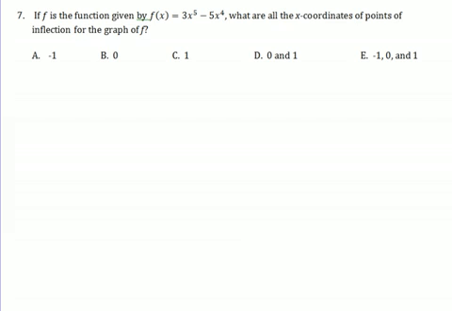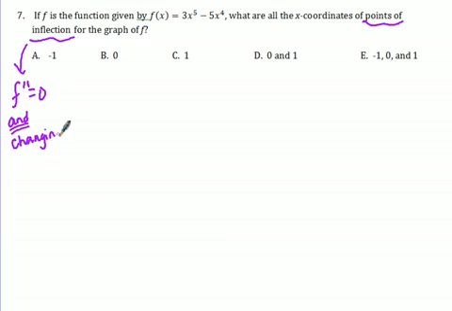All right, question 7. If f is the function given by f of x equals 3x to the 5th minus 5x to the 4th, what are the x coordinates of points of inflection? Inflection points. There's another flashcard. What does inflection points mean? This means that I need f prime equal to 0 and, this is important, changing signs.